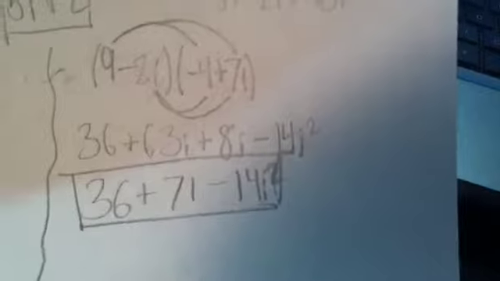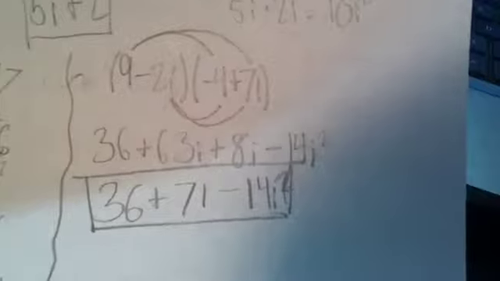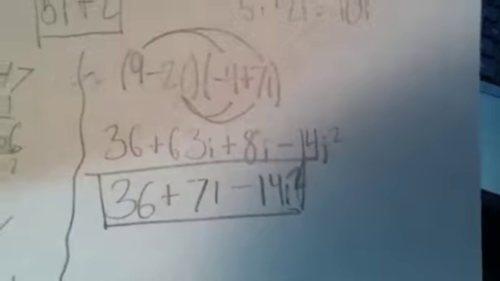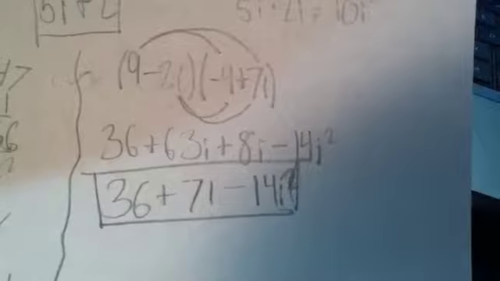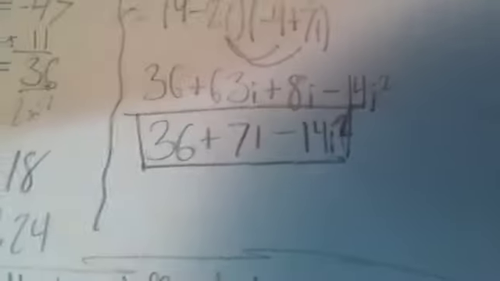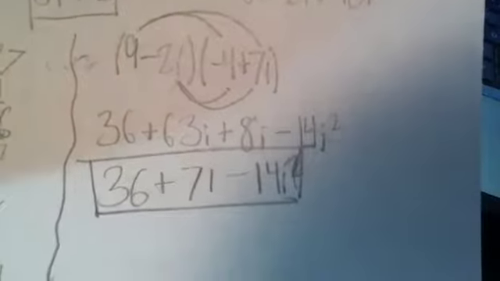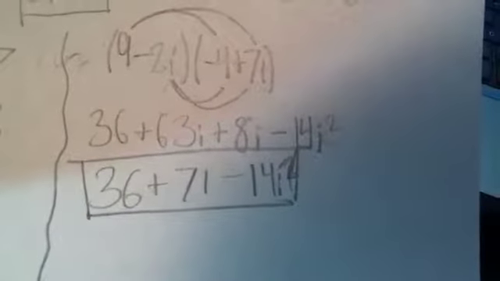Now this one is a simplification process. We got one parenthesis set with 9 minus 2i, another parenthesis set -4 plus 7i. What I did at least, is I used the distributive property where I multiplied 9 to -4 and 9 to 7i, and the same thing with -2i to -4 and positive 7i. I got -36 plus 63i plus 8i minus 14i squared, because we multiplied an i times an i, so we have i squared. And that's my simplest answer.